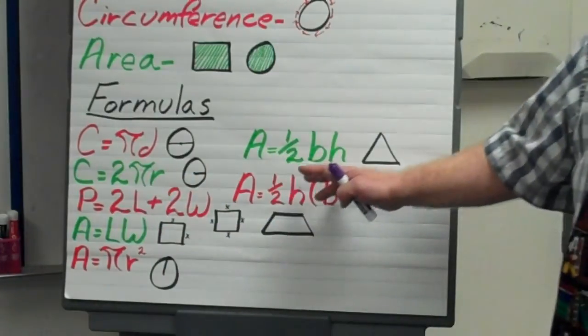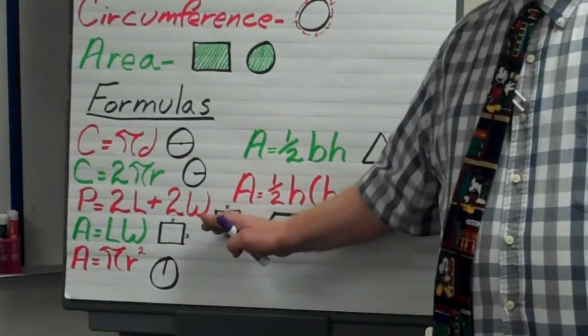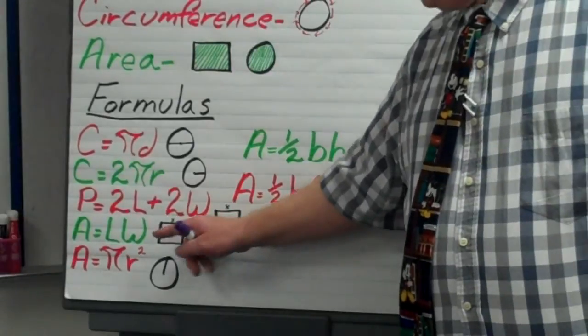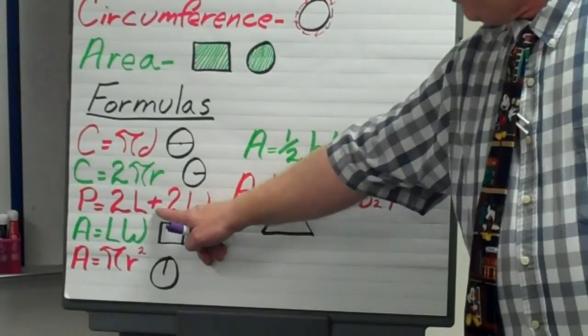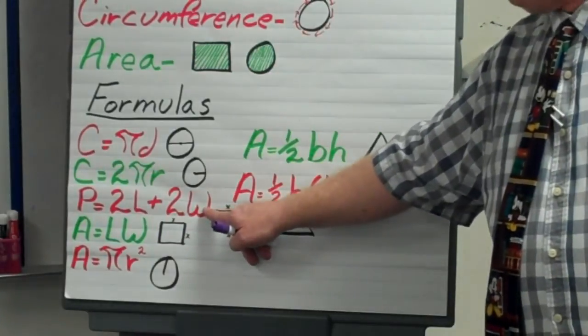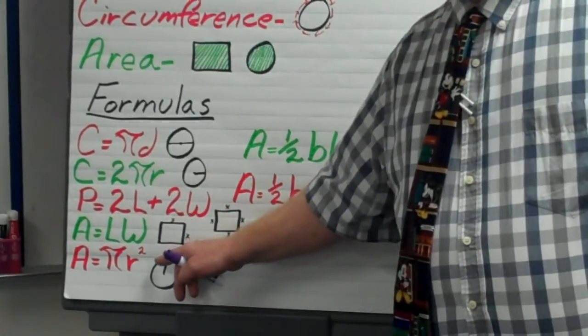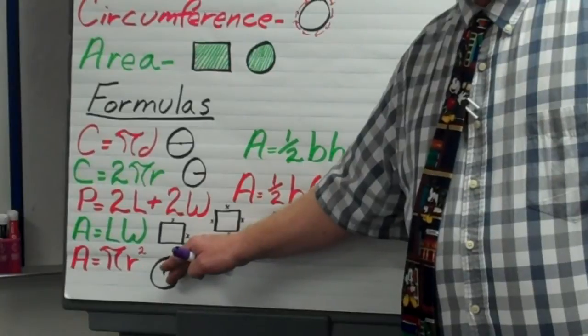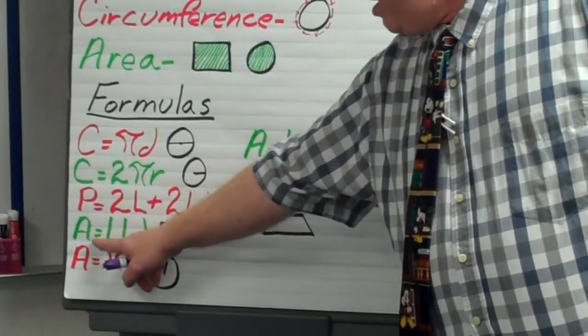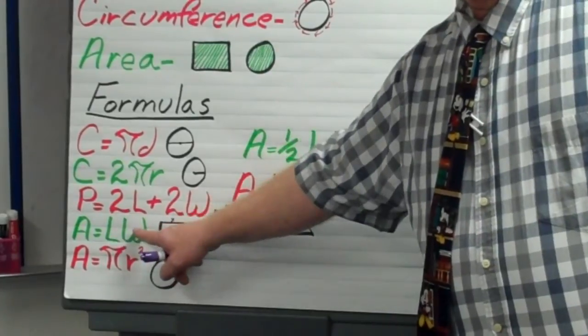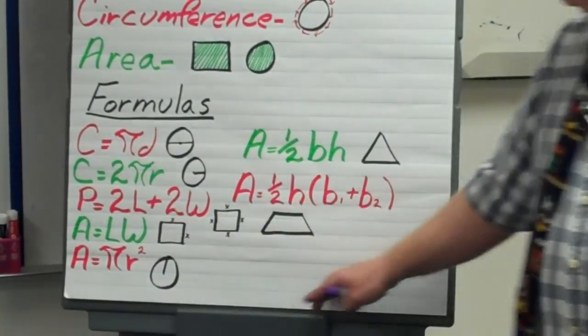We have that perimeter that we're trying to find out for that rectangle. P equals 2 times length plus 2 times W. But if we're looking for the area, everything inside that rectangle, it would be A, which stands for area, equals length times width. Okay?